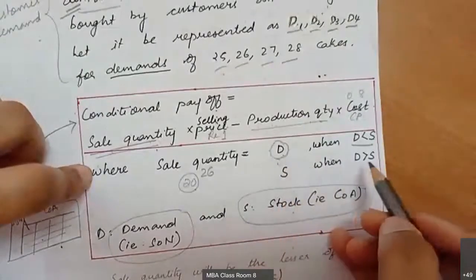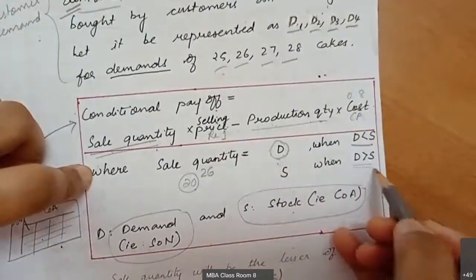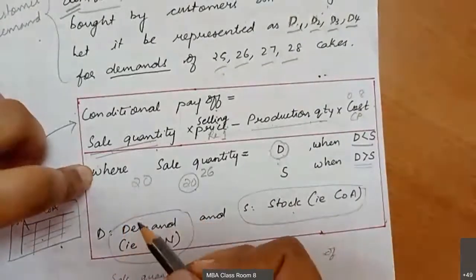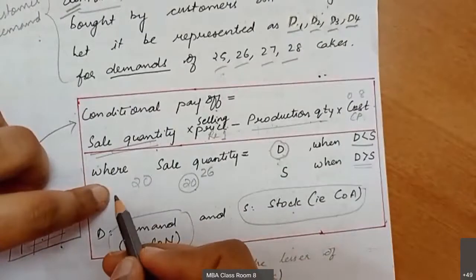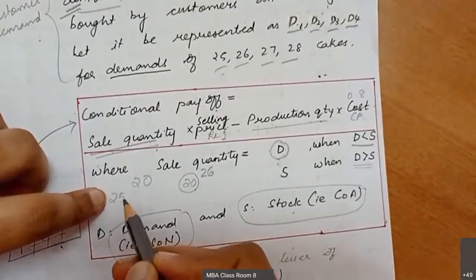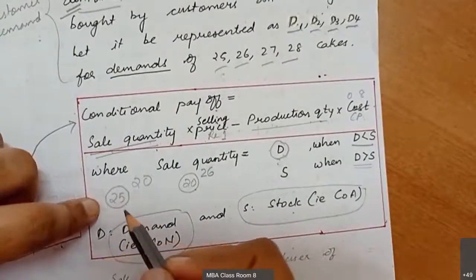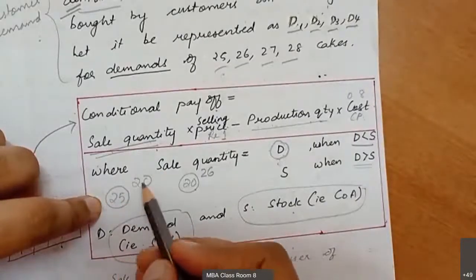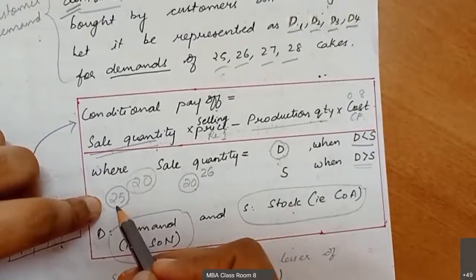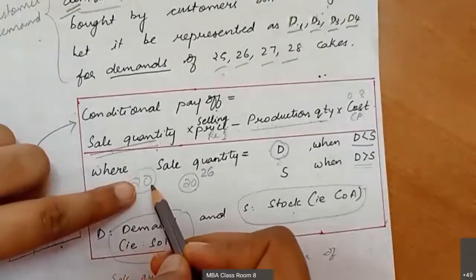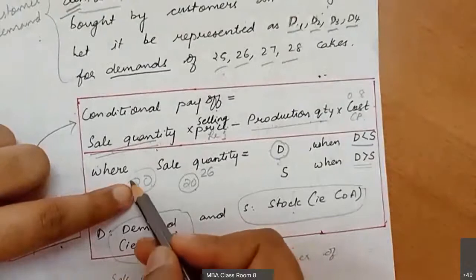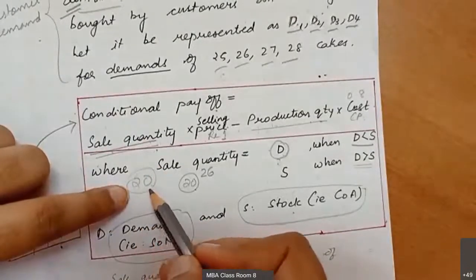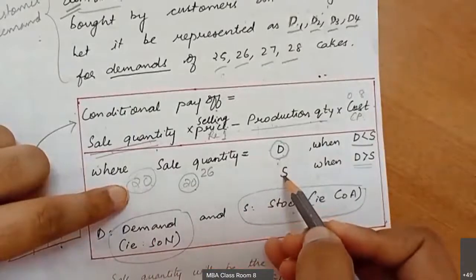Now again, when demand is greater than supply, for example, you have 20 cakes in your shop, but demand increased to 25 cakes. In that situation, how many cakes will you sell? You have only 20 cakes, but demand came for 25. Only the cakes stocked in your shop are what you can sell, so in such cases it will be the stock.